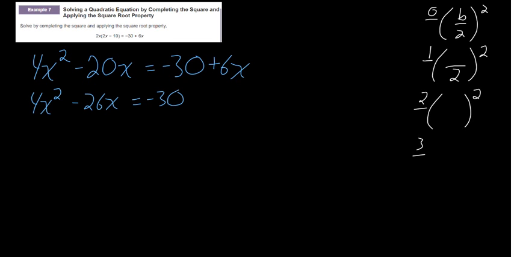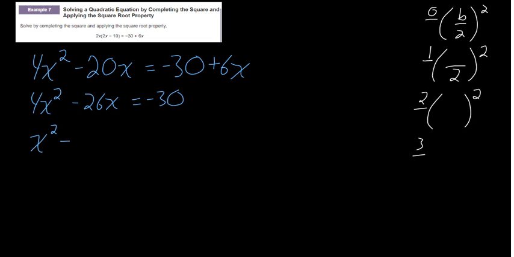Alrighty. So lucky for us, this particular problem is not nice and neat. Before we even begin the completing the square process, we're going to need a 1 in front of the x squared. Well, how do I get a 1 in front of the x squared? We'll have to divide the entire problem by 4. So 4 divided by 4 is 1, 26 divided by 4, and so on. So divide everything by 4.